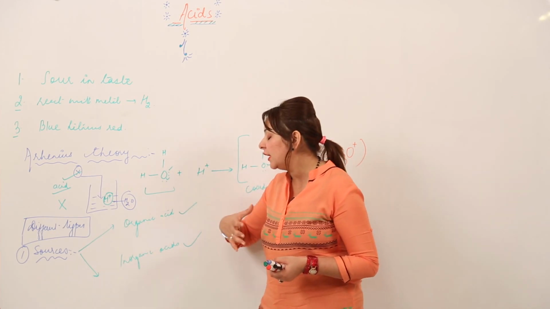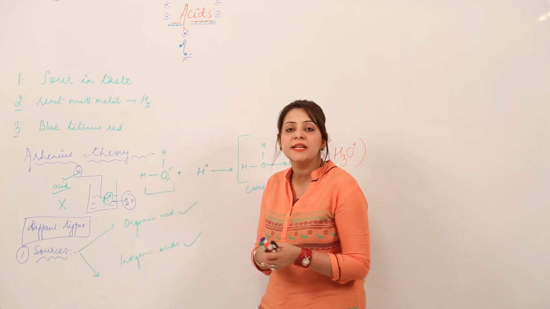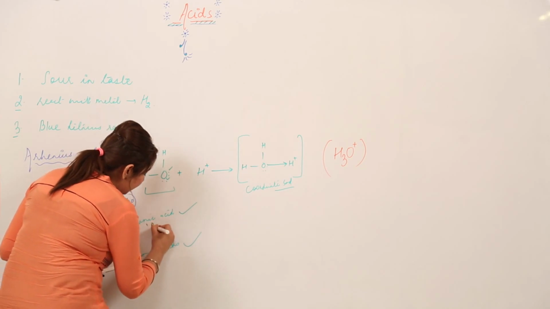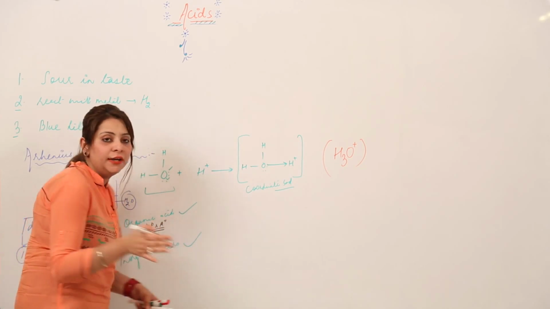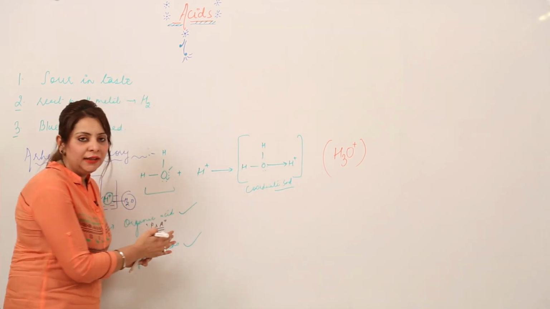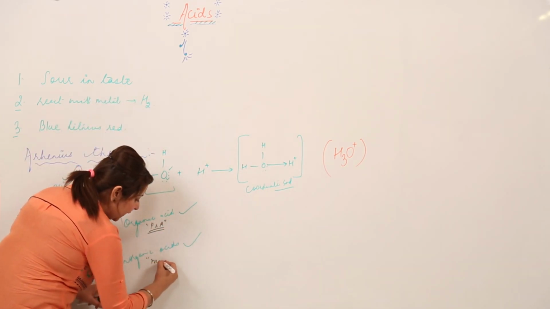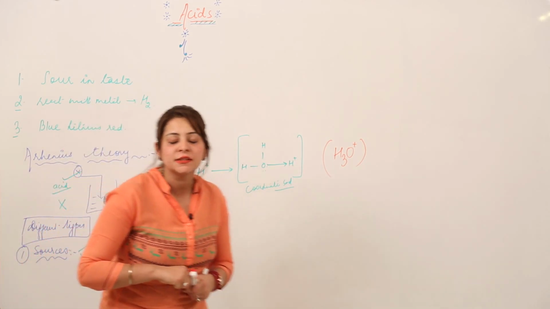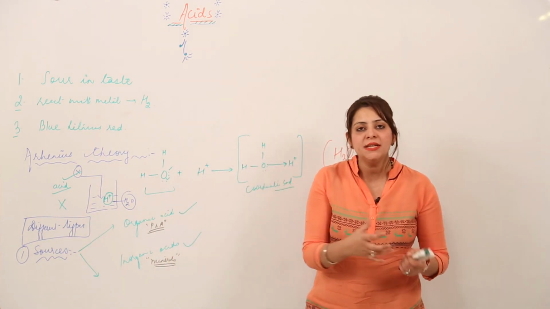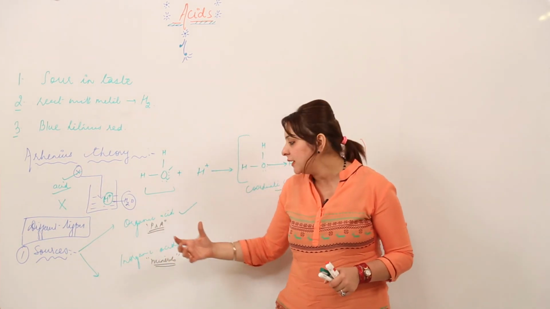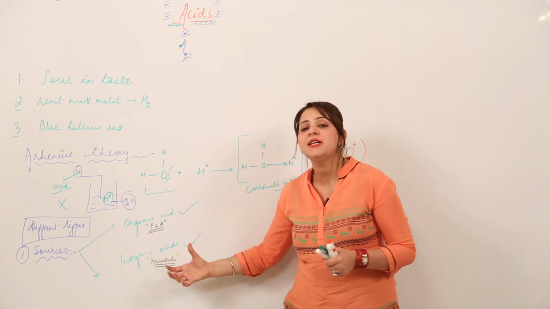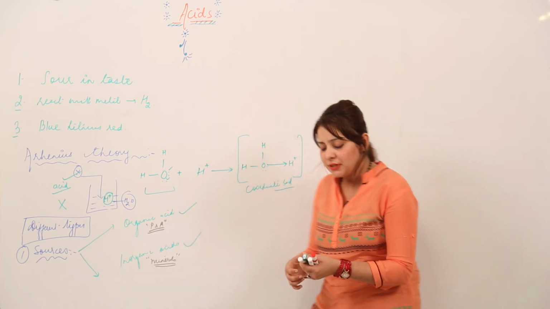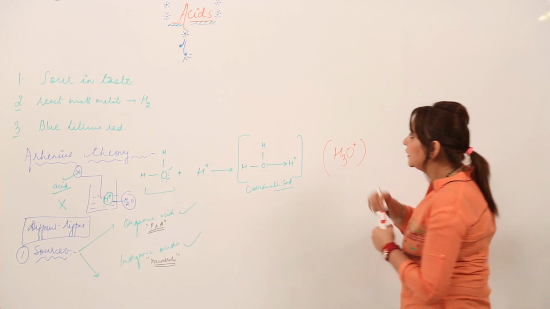Now, which acids are called organic acids? Those acids which are obtained from plants and animals, either directly or indirectly, are called organic acids. And the acids which are obtained from the minerals present in the earth are called inorganic acids. So, just look at the examples. I will state many examples here.